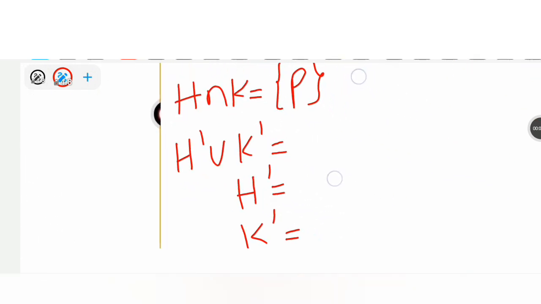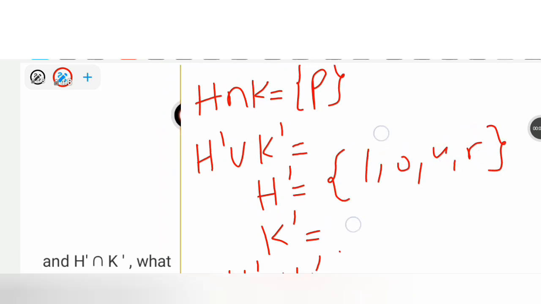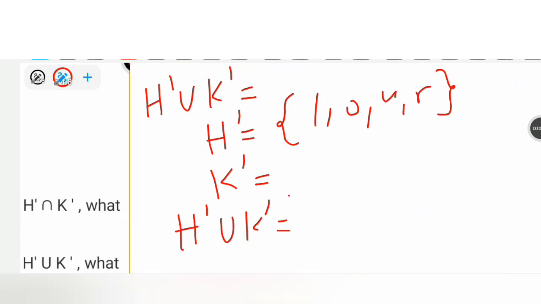So I need L, O, U, R. That's what will remain. So let's come here. L, O, U, R. Then K prime. Remove P, O, U, R from here. So what will remain? S, L, E, N, D. That's what will remain. Okay, write it out here. S, L, E, N, D.